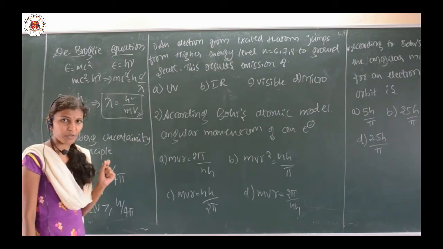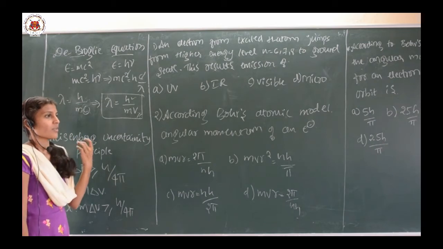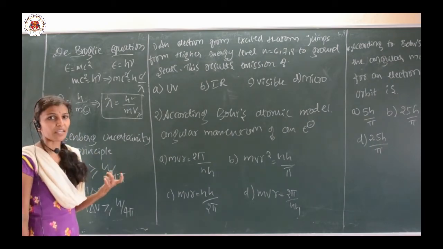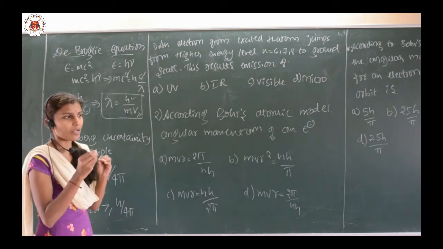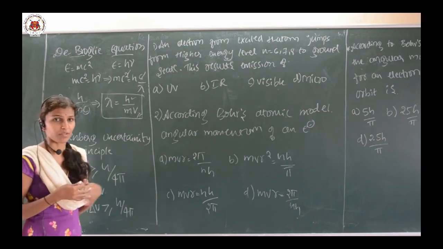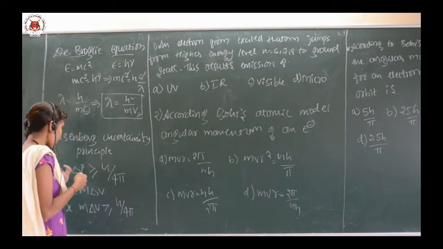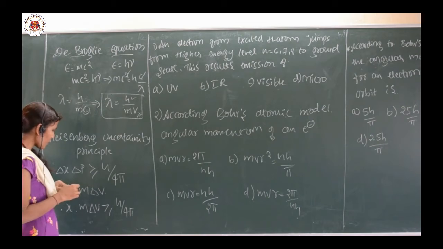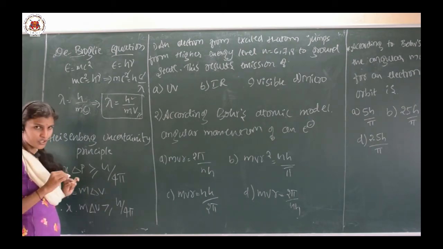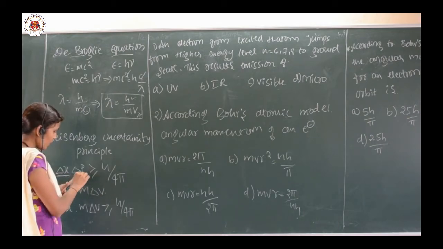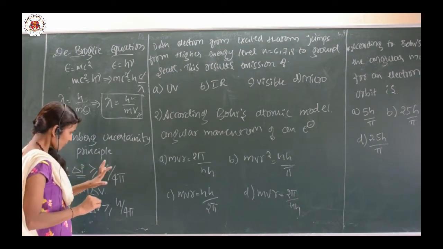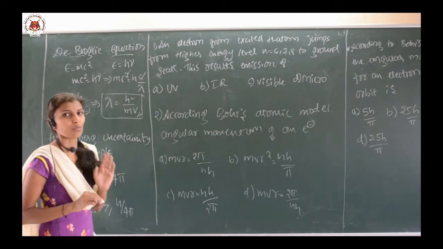According to this principle, we cannot find out the exact position and momentum of a particle simultaneously. The momentum as well as the position of the particle cannot be found simultaneously. The mathematical expression is delta x, the uncertainty in the position, into delta p, the uncertainty in the momentum, is greater than or equal to h upon 4 pi.